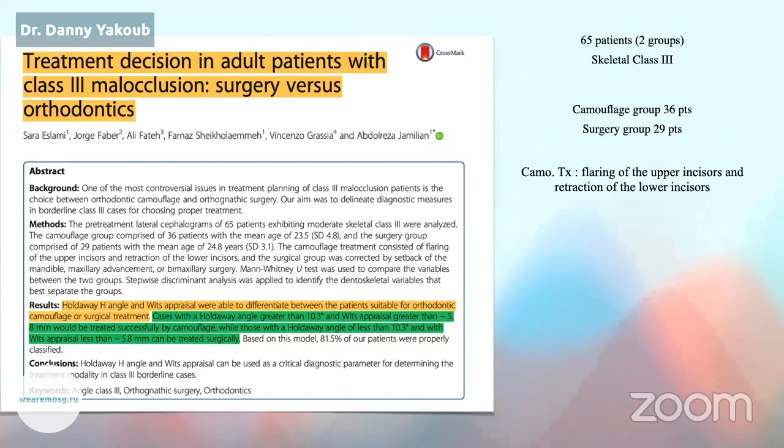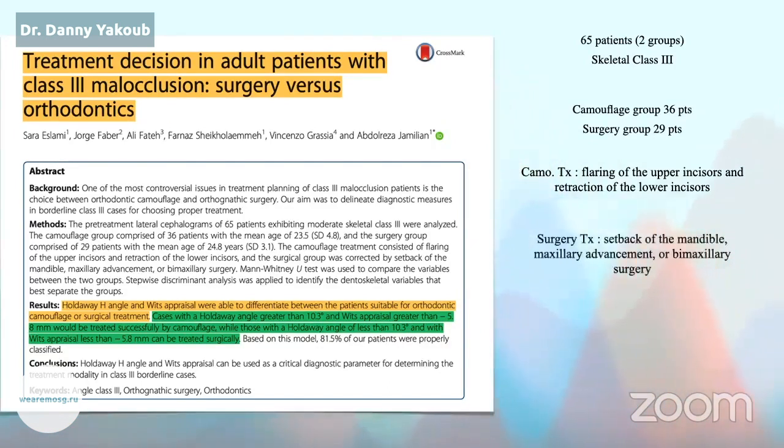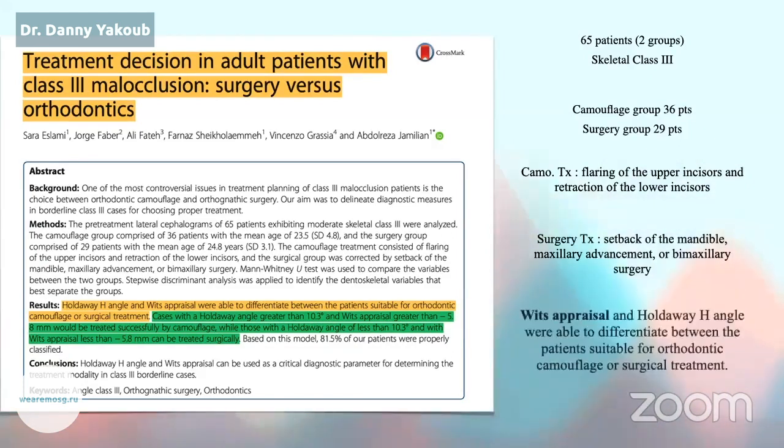The camouflage treatment involved flaring of the upper incisors, so proclination of the upper incisors, and retraction of the lower incisors, regular camouflage treatment. The surgical treatment involved setback of the mandible, or maxillary advancement, or bimaxillary surgery.